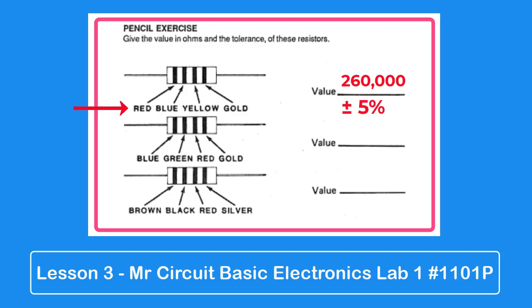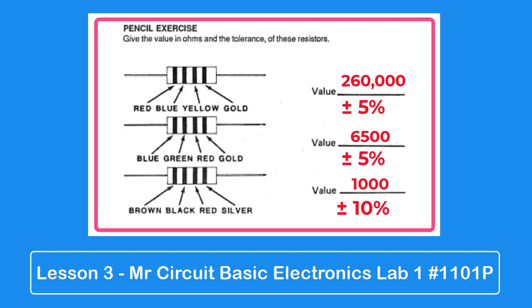The next resistor, blue, green, red, gold. Blue is 6, green is 5, so we have 6, 5, and red means 2 more zeros. So you have 6500, so 6500 ohms, followed by gold, so it's a plus or minus 5%. The third resistor, brown, black, red, silver. Brown is a 1, black is a 0, so we got 10. So far, 1 and a 0. And the red, being the third band, means you add 2 more zeros, so this is a 1000 ohm resistor, 1000. And then it's silver on its tolerance band, so it's plus or minus 10%.